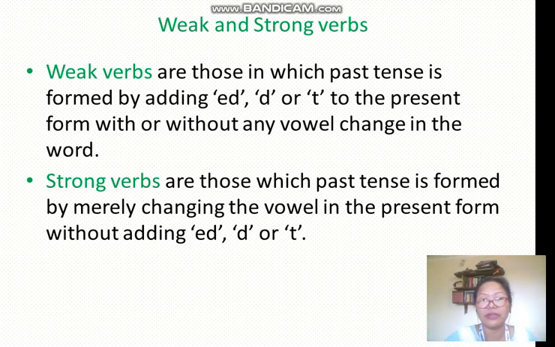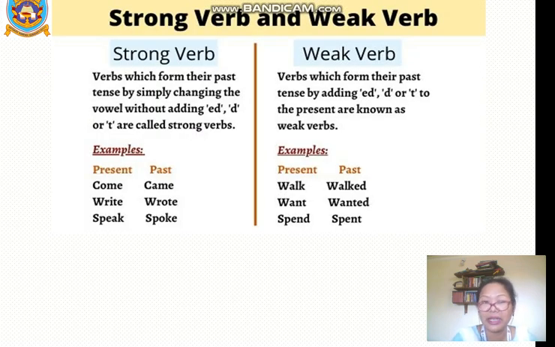There are plenty of examples given in your textbook. Just to give you 3 examples here. Strong verbs: come, came. The present tense is come; in past we make it came. Write, wrote. Speak, spoke. So we have made a change in the vowel here. Now, weak verbs, we add ed or t or d. Walk, walked. Want, wanted. Spend, spent.